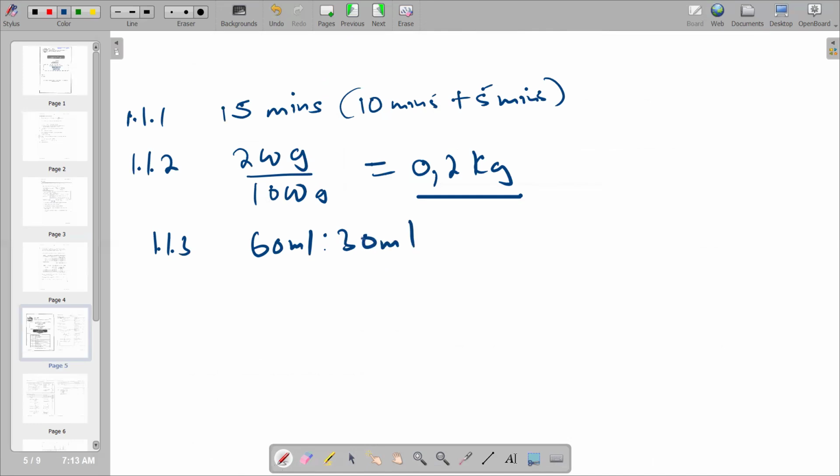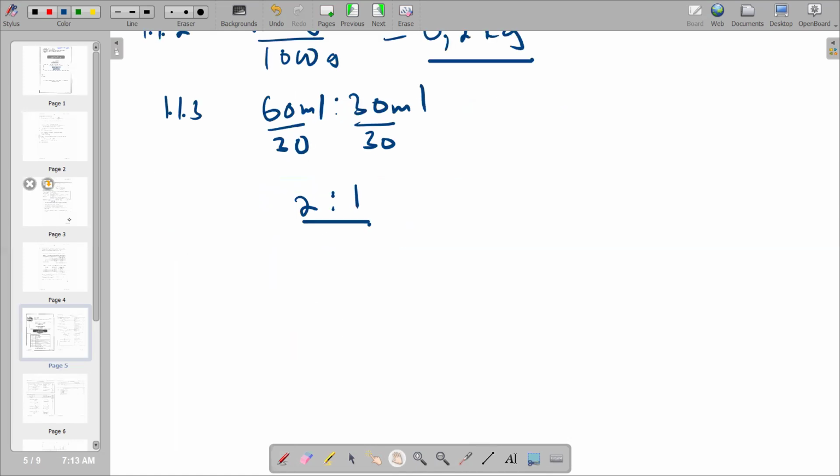Obviously, we find any number that is divisible without leaving any remainder into 30 and 60. You see that we have 30. So it becomes 2:1. So this becomes our ratio. That's what we have. So I'm moving on to the next part of our question.